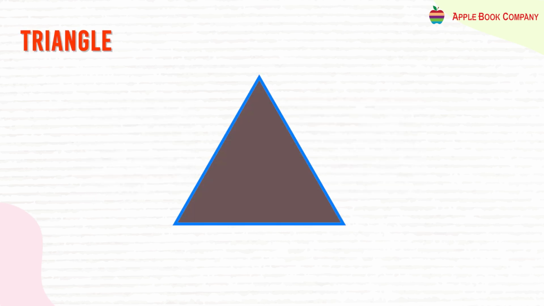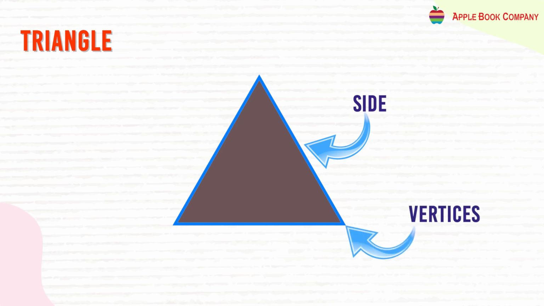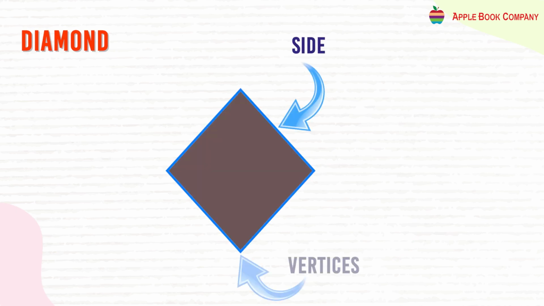Triangle. This is a triangle. It has 3 sides and 3 vertices. The sides may or may not be equal. Diamond. This is a diamond. It has 4 sides and 4 vertices.